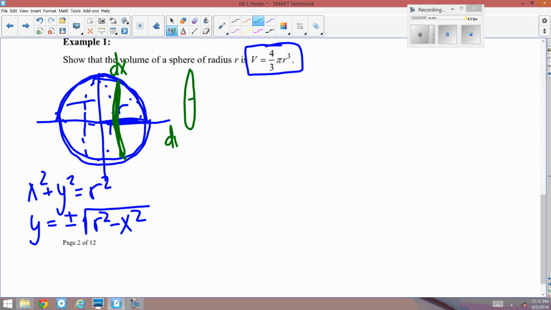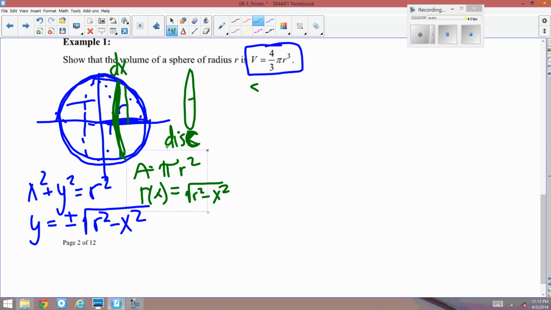It would look kind of like a disc. Imagine I'm viewing it from the side, a flat cylinder, a disc with a C. The area of that disc or that circle is pi r squared, and the radius in this case is going to be here, which is the square root of r squared minus x squared.